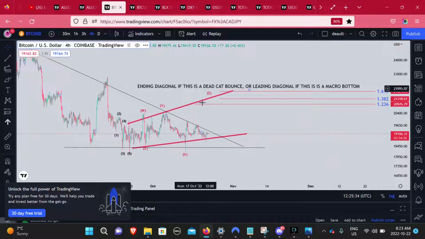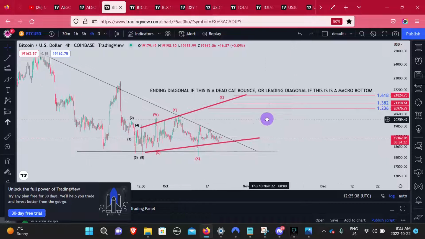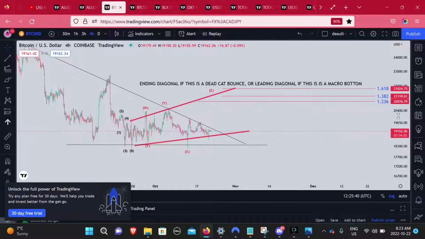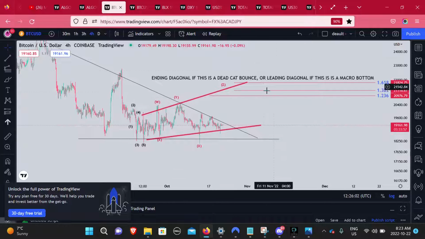But this could be a leading diagonal, meaning this could be a macro bottom, okay? So these are the targets I see: 20,900, 21,300, 21,800, around that 20 to 21,500 area. It could even overshoot that a little bit to around 22K and then come crashing down. Or it may not even come crashing down. It may retrace a bit and then go off on a run, which would be a leading diagonal.